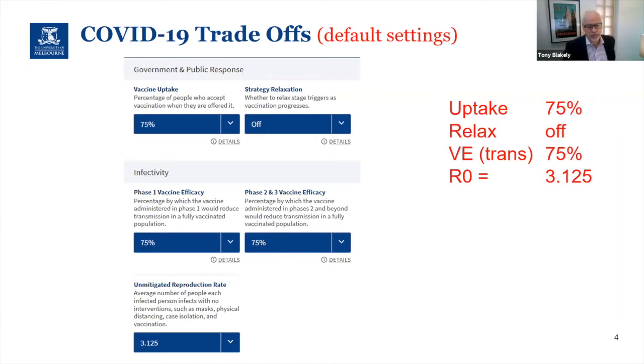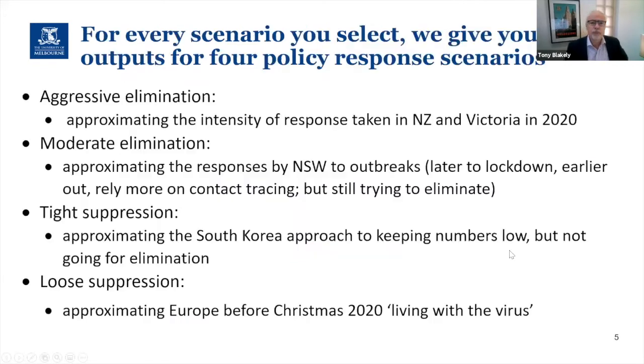And I'll come back to that later on. The last one down the bottom here is really important. This is the reproductive rate, the number of people that one person would pass it on to if there were no controls in place. And the default is 3.125. It's normally 2.5. Last year, this year it may be even higher, and we'll have a look at that in a sec. So those are the default settings there that you see in red.